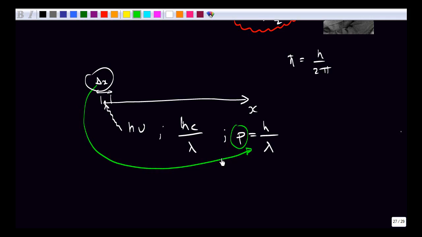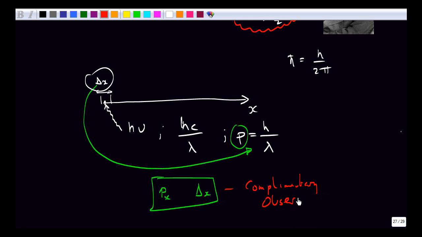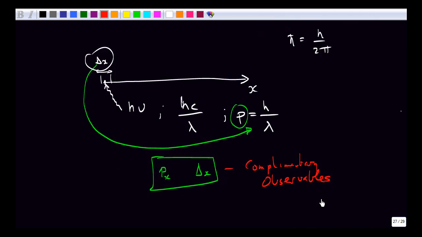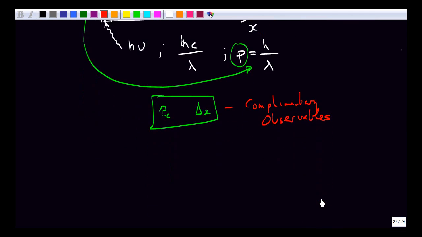What you call the momentum, p sub x in this case, and delta x, we call these our complementary observables. So let's write that down. So these are complementary observables. And momentum and position aren't the only complementary observables. Some other familiar complementary observables are the precision with which you measure energy and you measure time.